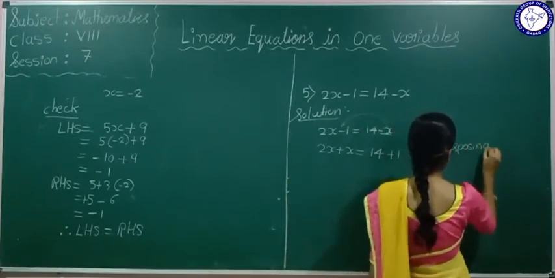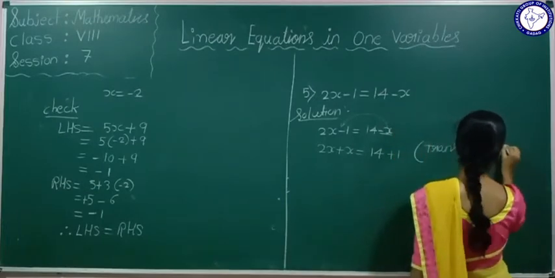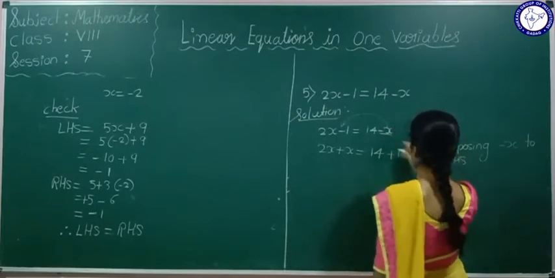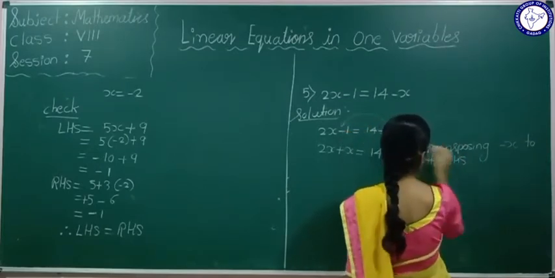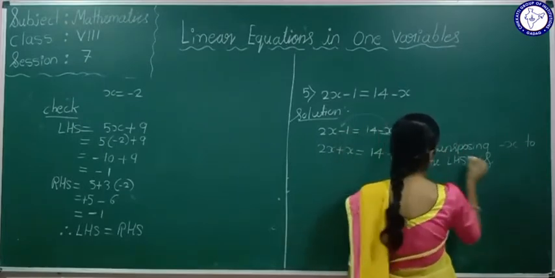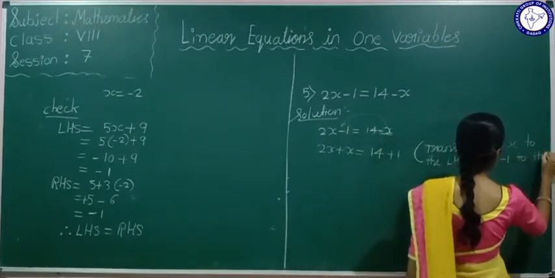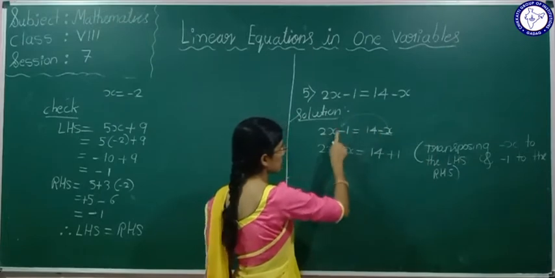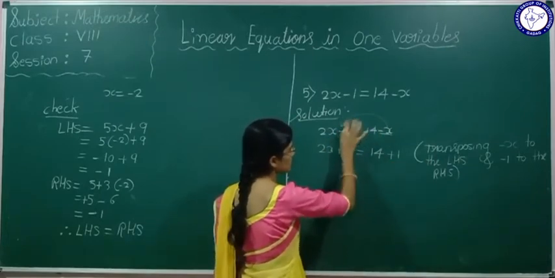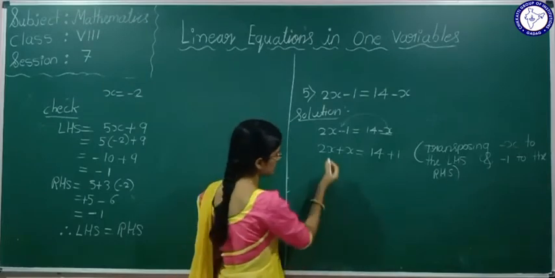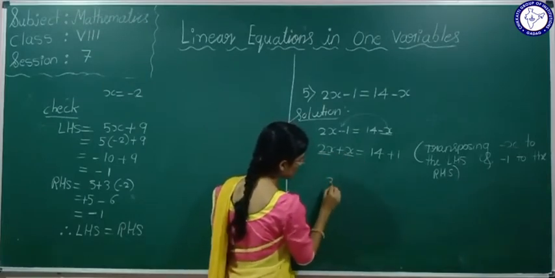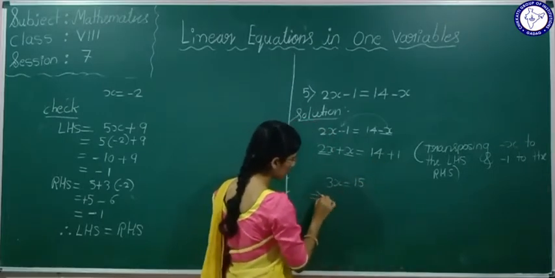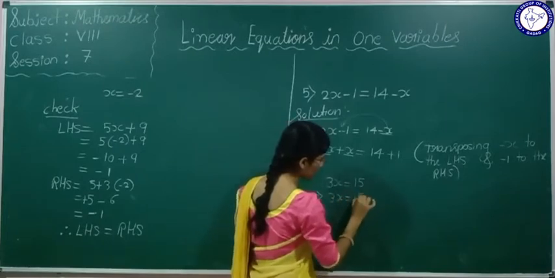Transposing minus x to the LHS and minus 1 to the RHS. Now solve this. What is 2x plus x? It is 3x is equal to. What is 14 plus 1? 15. Okay, so this implies 3x is equal to 15.